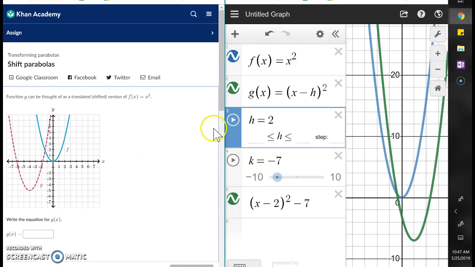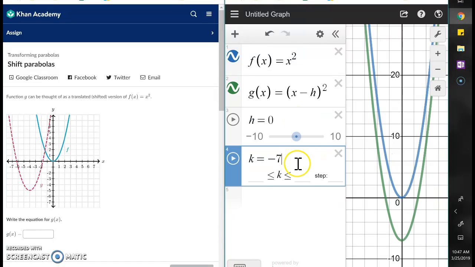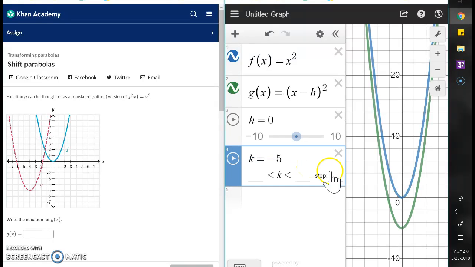Last question. Okay, we're going to start with 0, 0. We want it to go down by 5, so we're going to change K to -5. Now we got it down by 5.